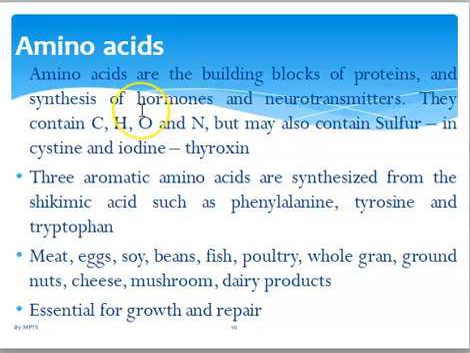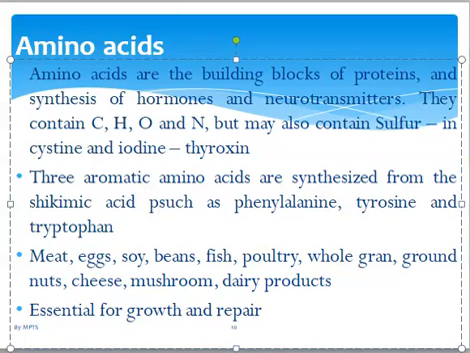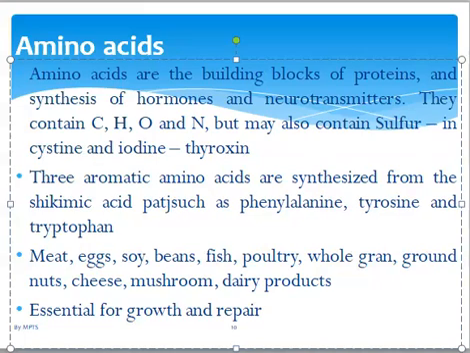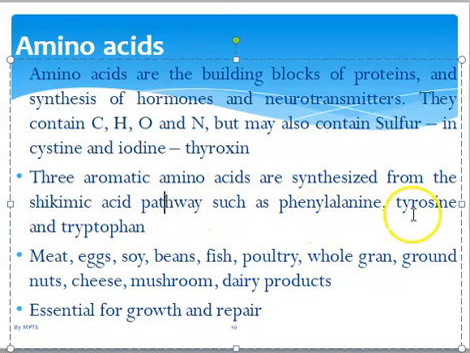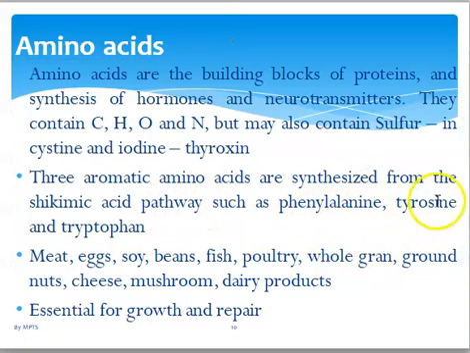Amino acids are the building blocks for proteins, and they are required for the synthesis of hormones and neurotransmitters. When we go into pharmacology, again, we shall refer to these amino acids. The three aromatic amino acids are synthesized from the shikimic acid pathway. Later on in our presentation of pathways, we shall talk about the shikimic pathway, and we shall see how phenylalanine, tyrosine, and tryptophan are synthesized.